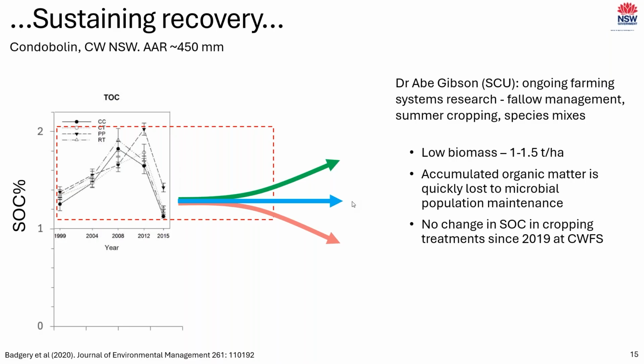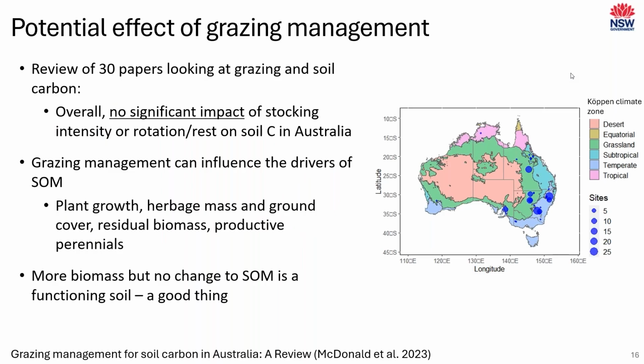And what is found, again reflecting that marginal rainfall, is with the low biomass, the soil microbes respond to any sort of input of organic matter. So overall, there hasn't been a real change in their carbon levels, which just sits with this type of idea. More broadly through Australia, that was cropping, but what about grazing management?